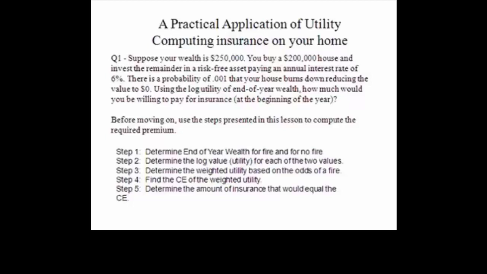The steps used to determine the acceptable premium are the very same steps used to compute the certainty equivalent. In this particular example, steps 1 through 4 are identical to the steps that we just went through in the slides above, while step 5 requires a little creative thinking along with some algebra. Try working through this problem before you move on.